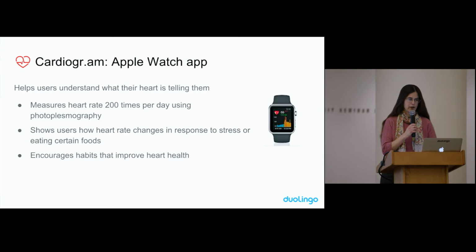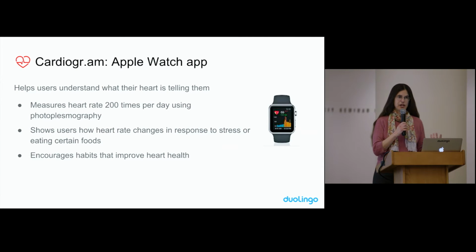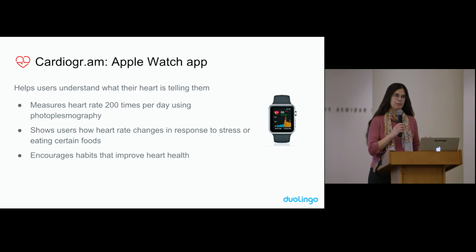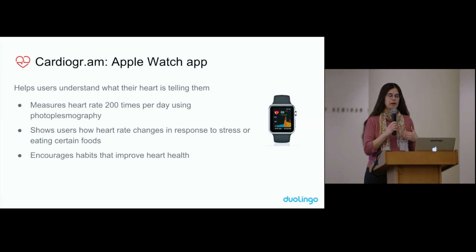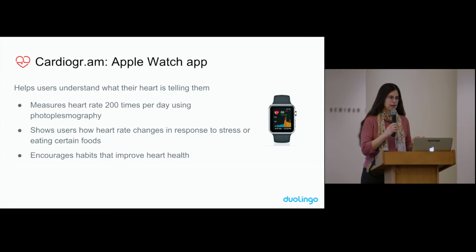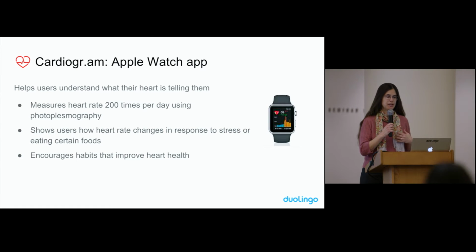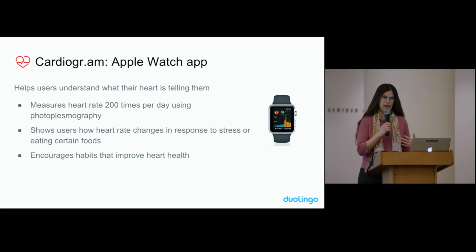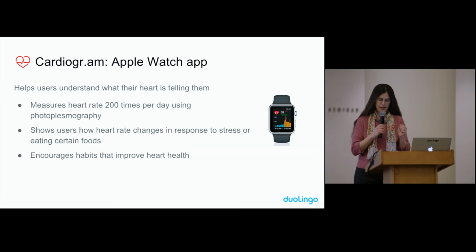So a little bit more about Cardiogram. There's an Apple Watch app that you can get from Cardiogram. If you have this Apple Watch app, it will measure your heart rate through the course of the day. It measures your heart rate about 200 times per day using a technique called photoplethysmography. And then if you're wearing this app, you can actually go in and look and see how your heart rate changes over the course of the day.